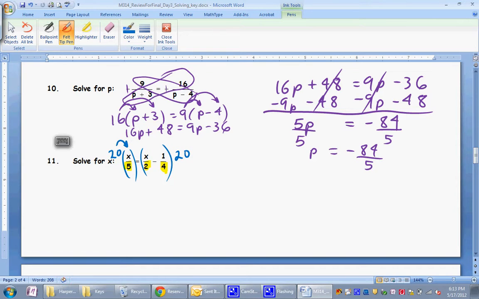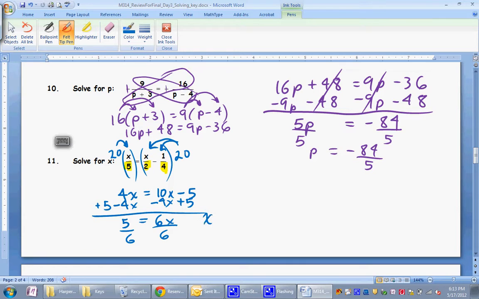When I multiply 20 by x over 5, 20 over 5 becomes 4, so 4x equals, when I distribute the 20 into the parentheses on the right side, 20 over 2 becomes 10, so I have 10x. And 1/4 of 20 is 5. Now I'm going to subtract 4x from both sides, and I'm going to add 5 to both sides. And you get 6x is equal to 5. And then if you divide both sides by 6, you get x is equal to 5 over 6.